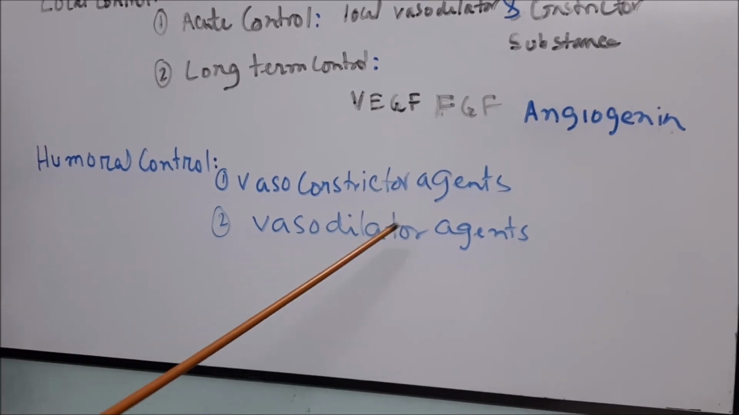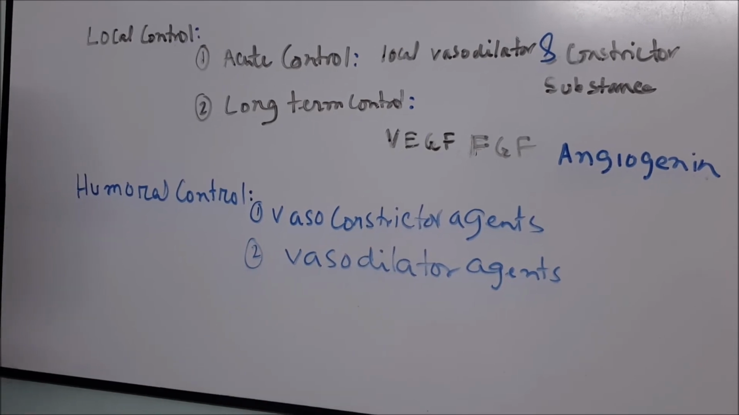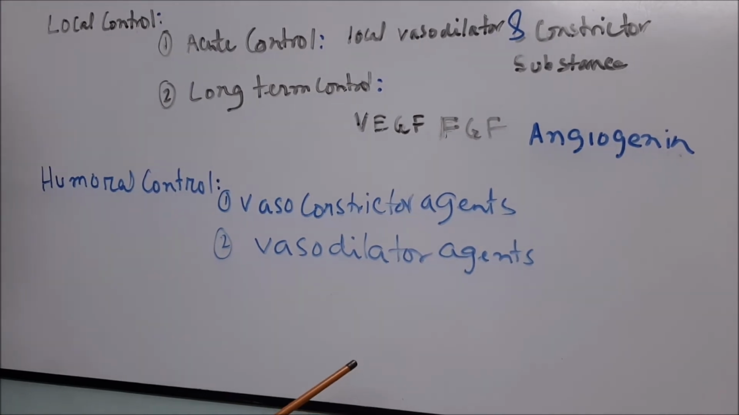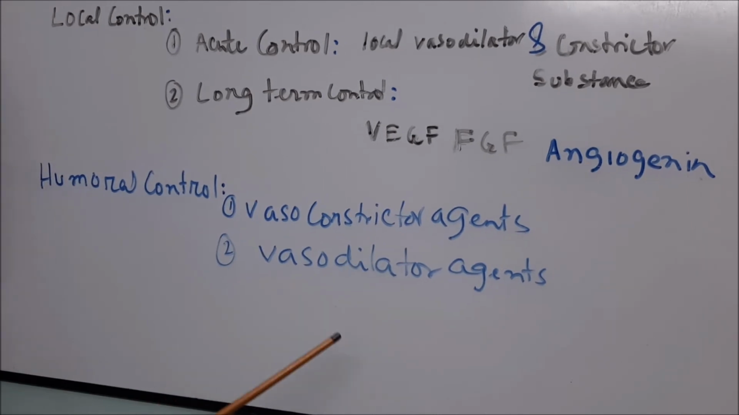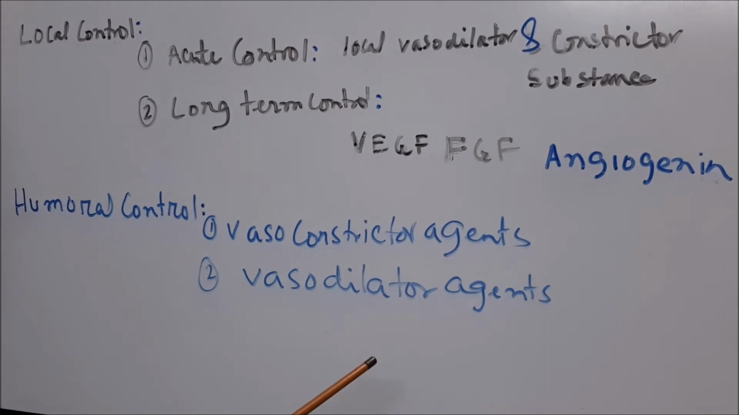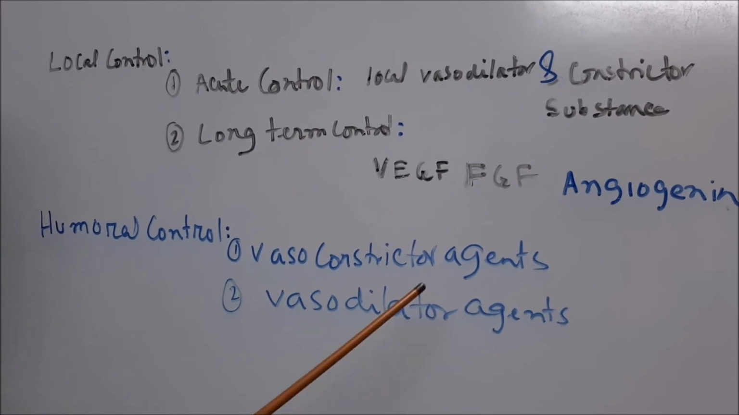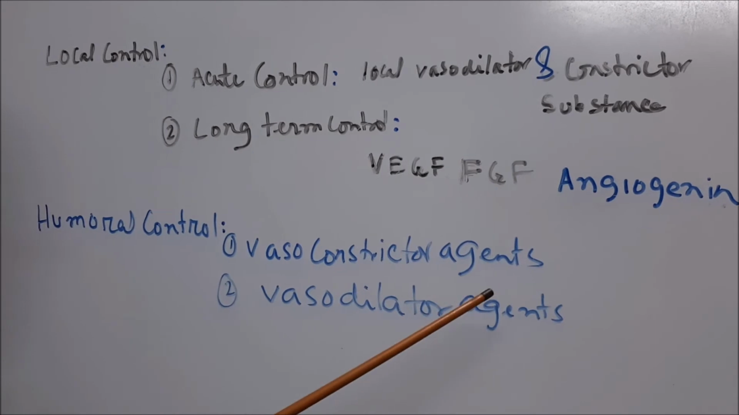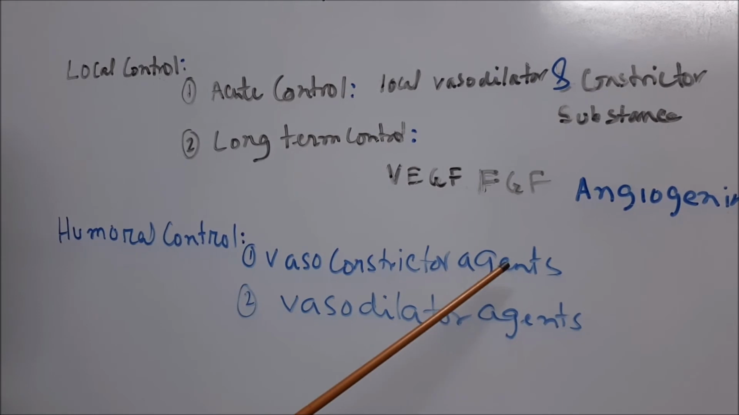Next is ADH or vasopressin. ADH or vasopressin is a very powerful vasoconstrictor. The source of ADH or vasopressin is the hypothalamus. Then it is released from the hypothalamus, and it comes to the posterior pituitary. When the body needs this vasopressin, it comes to the blood and causes vasoconstriction. It may increase the blood pressure by about 60 millimeters of mercury.